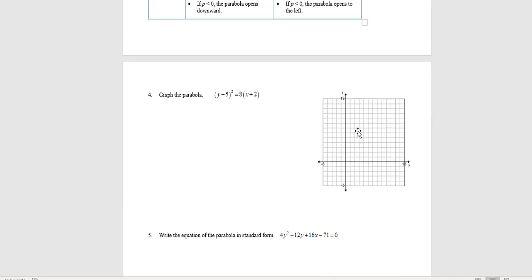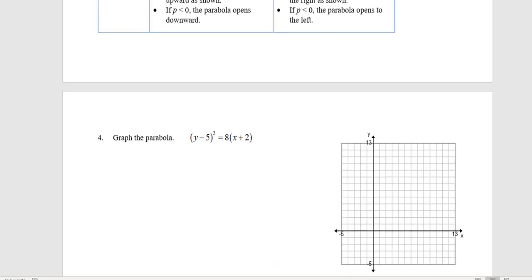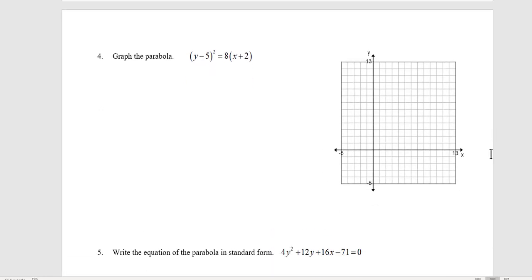Let's take this problem 4 here. Graph the parabola. Let me zoom in, to get a closer view of this thing. Yeah, this is better. Graph the parabola (y - 5)^2 = 8(x + 2). Now, this is already of the correct form. What we're subtracting from the x is a negative 2. Subtract a negative, it's like addition. So that's our h value. And we're subtracting 5 from the y, so that's our k value.